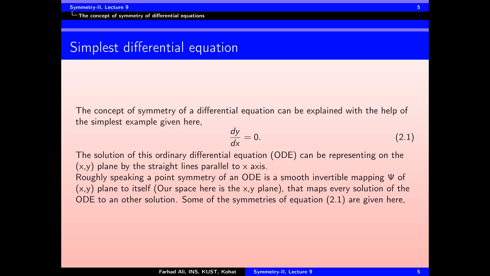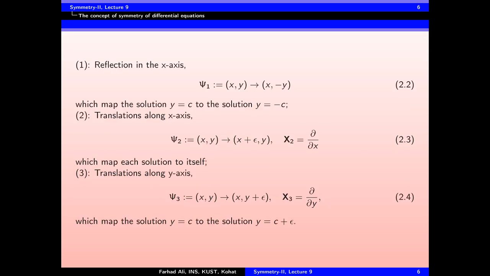Let's see a very simple example of a differential equation which is given in equation 2.1. You know it is a very simple differential equation, but we want to clear the concept about a symmetry of a differential equation. So that is why we take this simple differential equation. So let's see some symmetries of this differential equation. We have these three symmetries which are given in equations 2.2, 2.3 and 2.4.